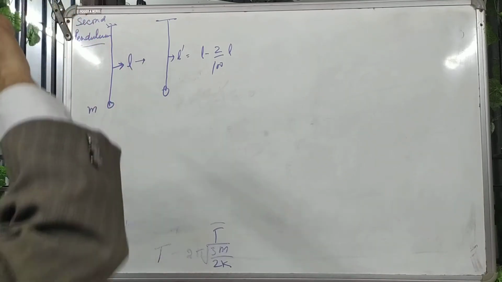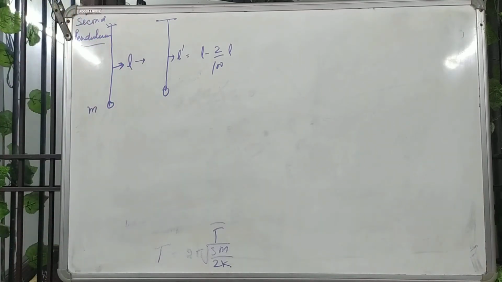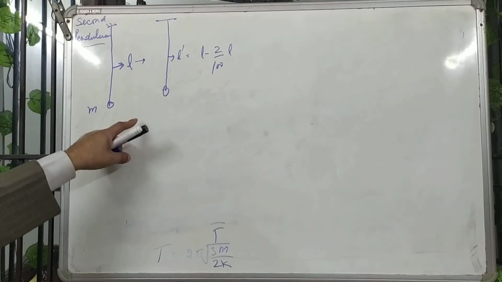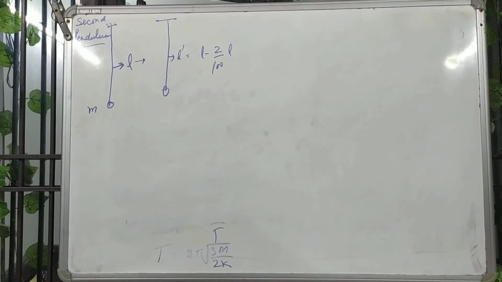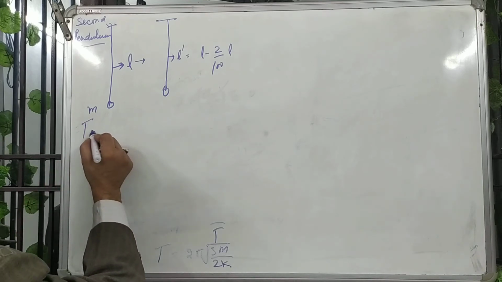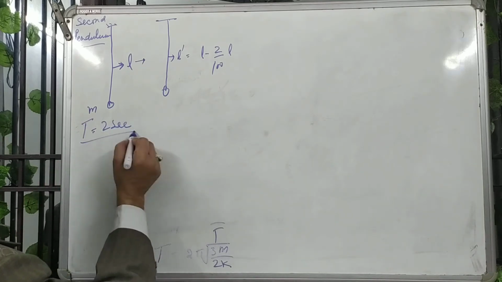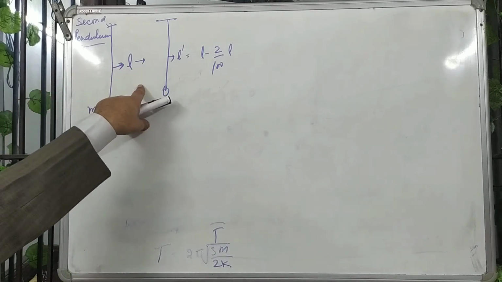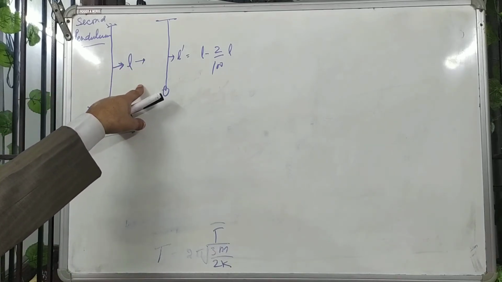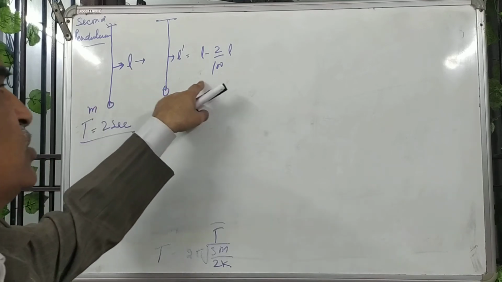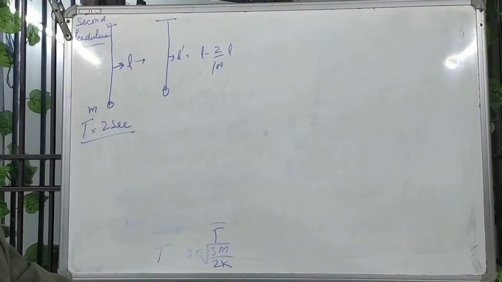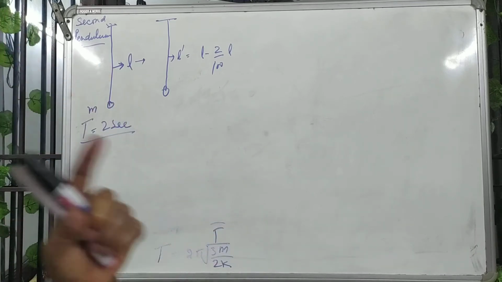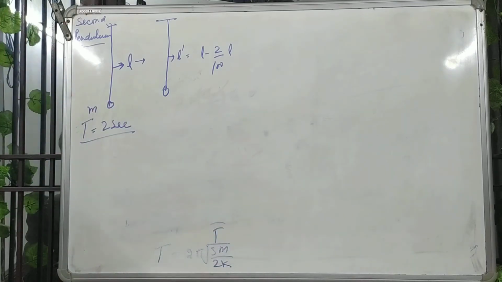In our watch, a second pendulum is used. The time period for a second pendulum is 2 seconds. It is fixed. So for this second pendulum, due to low temperature, its length reduces by 2%. So what is the change in the period of the day? In one day, what is the change in time?